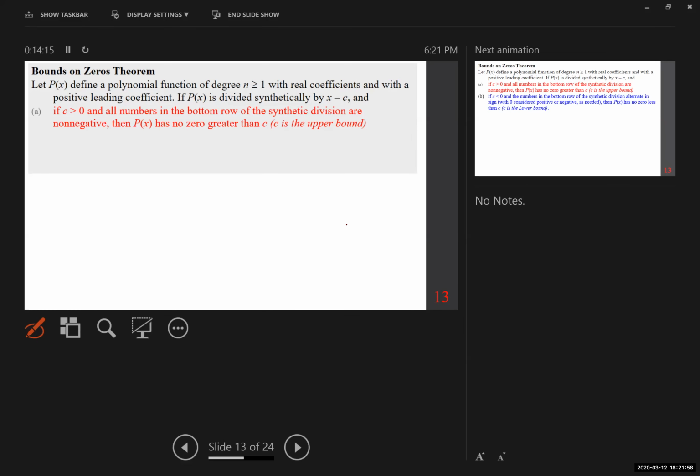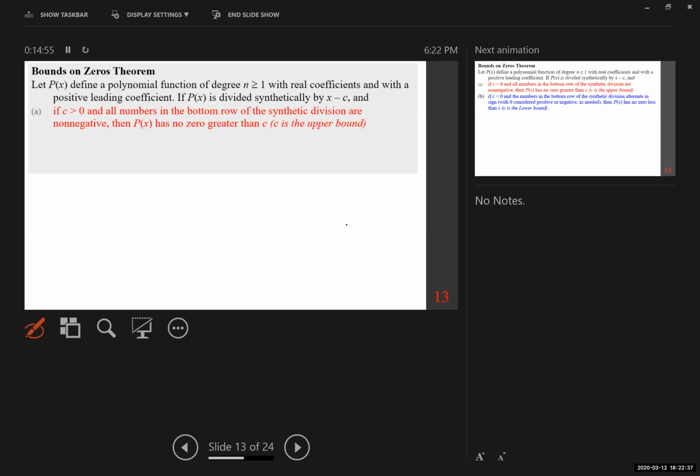So if C is larger than 0, C is a positive number, and you do the synthetic division using that C, and the resulting row, which gives you the quotient, is all non-negative, that is a bound. Now, it's important to know that if, for example, the number 4 happened to be a bound, then so is any number larger than that. Are you with me?